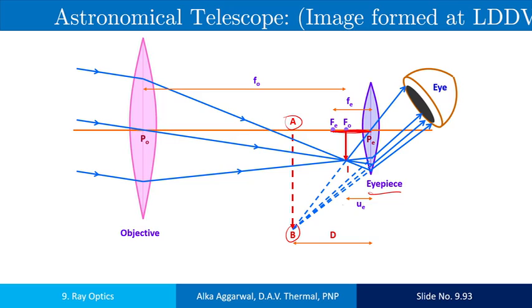UE is the distance between the image formed by the objective and the optical center of the eyepiece. D is the distance of least distinct vision, which is equal to the image distance of the eyepiece. Now, this angle is alpha, this angle is beta.